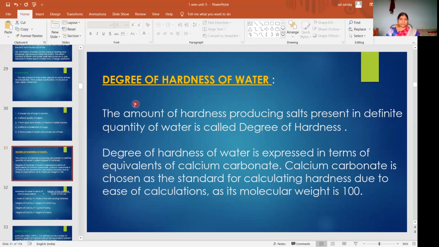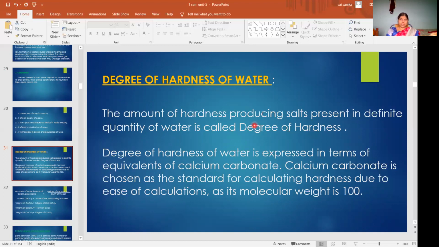Then next come to degree of hardness of water. So what is meant by degree of hardness of water? The amount of hardness producing salts present in a definite quantity of water is called degree of hardness. For example, 1 liter of water. Whatever the amount in mg per liter, these many milligrams of salts are present in 1 liter of water. It is 1 mg per liter, like that.